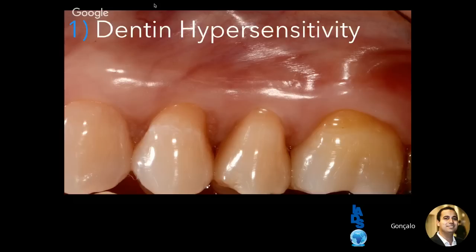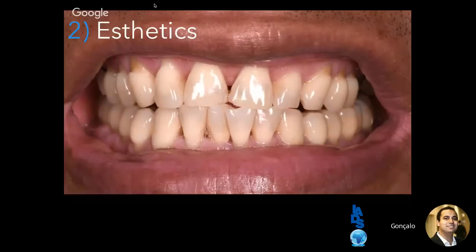So it's always good to explain to our patients that dentin sensitivity might not go completely away just with the treatment of gingival recessions. Another problem, which is of course a major concern for our patients, is aesthetics, especially when we have patients with a high smile line, like this case. Of course, having gingival recessions can have a negative impact on their smile.